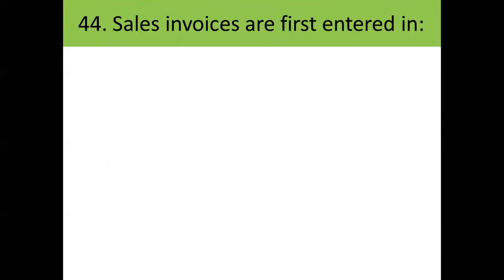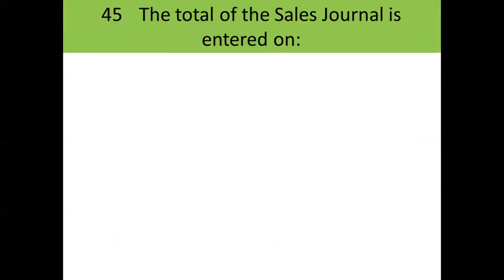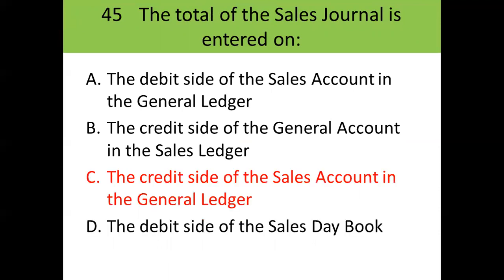Sales invoices are first entered in the sales journal. The total of the sales journal is entered on the credit side of the sales account in the general ledger.